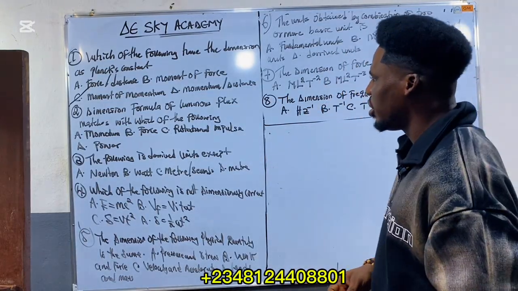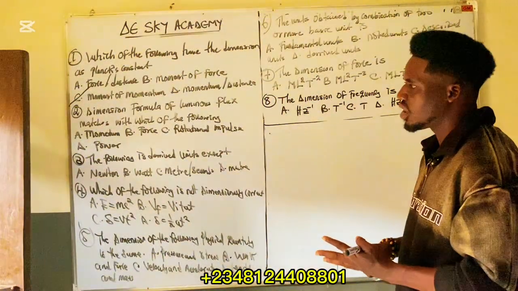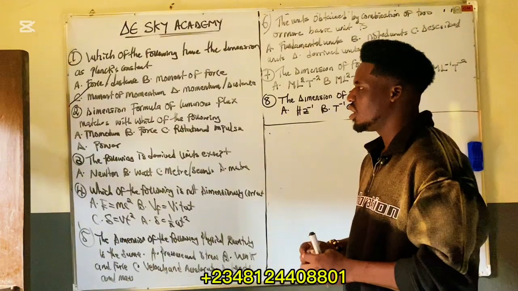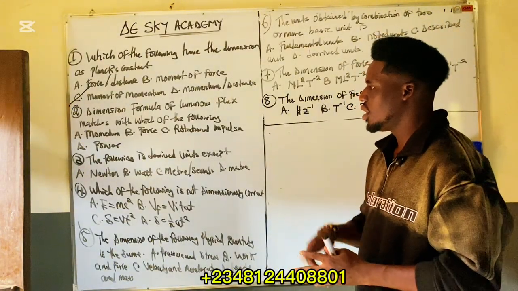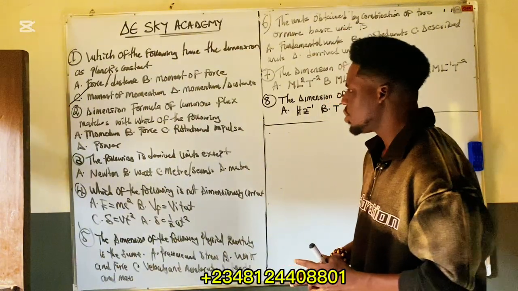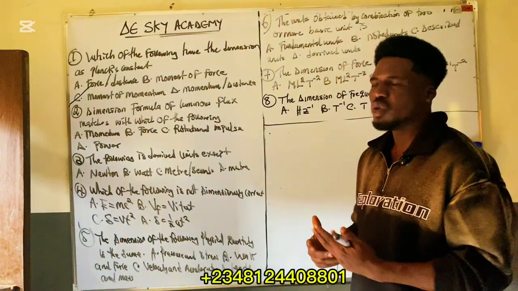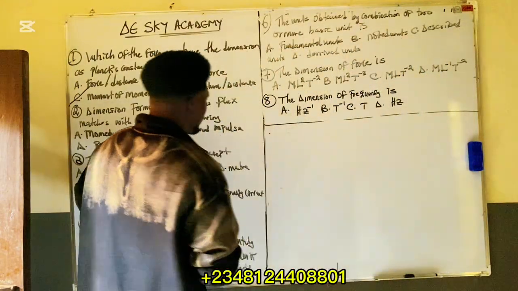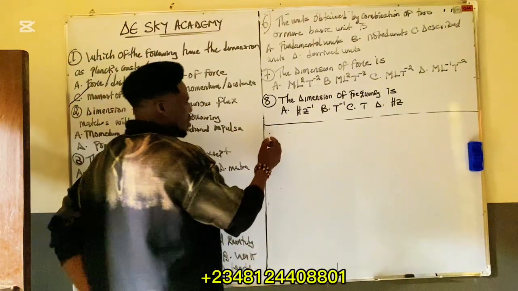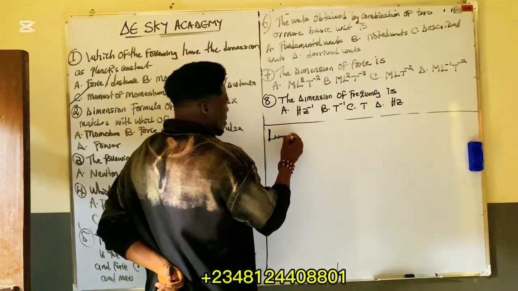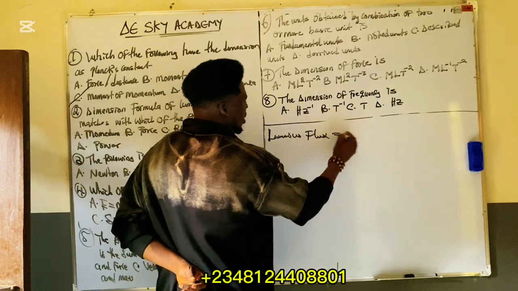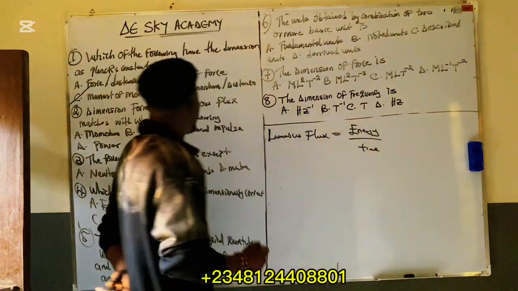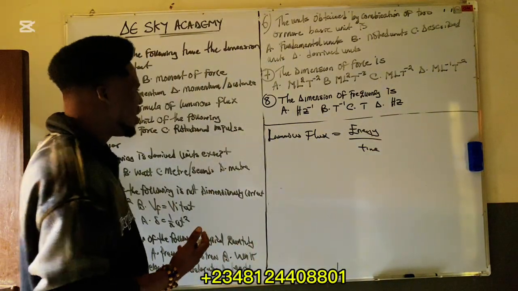Then question number 2. They ask, the dimension formula for luminous flux matches with which of the following? A. Momentum. B. Force. C. Rotational impulse. D. Power. So the question is, what is luminous flux? Luminous flux is luminous energy per time. That's what it's called. So we need to know the dimension of energy per time.